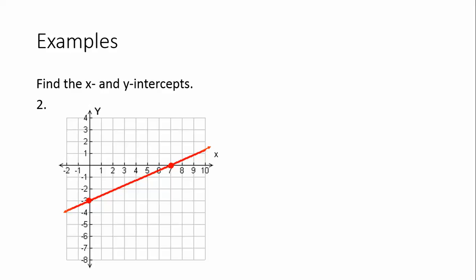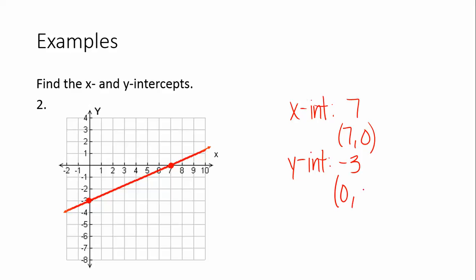Another example, find the x and y-intercepts. So the x-intercept and the y-intercept. And here again we'll label it as just the number, and then we'll label it as an ordered pair. So the x-intercept, again, we're looking at the x-axis. Remember, that's the horizontal axis. It's at +7. And if we labeled it as an ordered pair, it would be 7, 0. For the y-intercept, we're looking at the vertical axis. The line crosses down at -3. And we would label this point 0, -3.